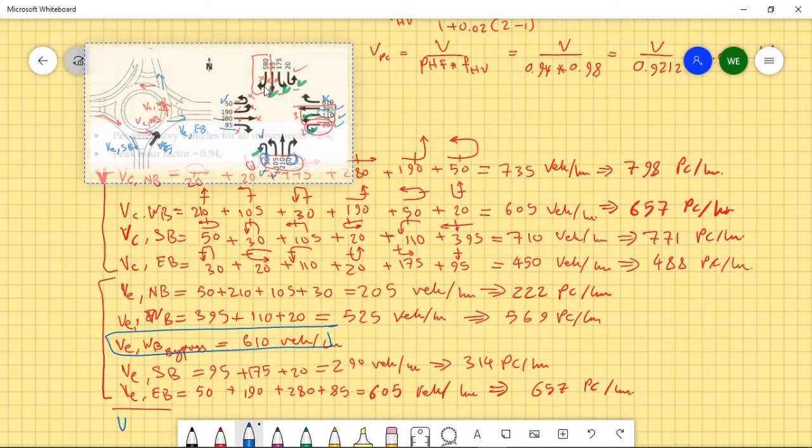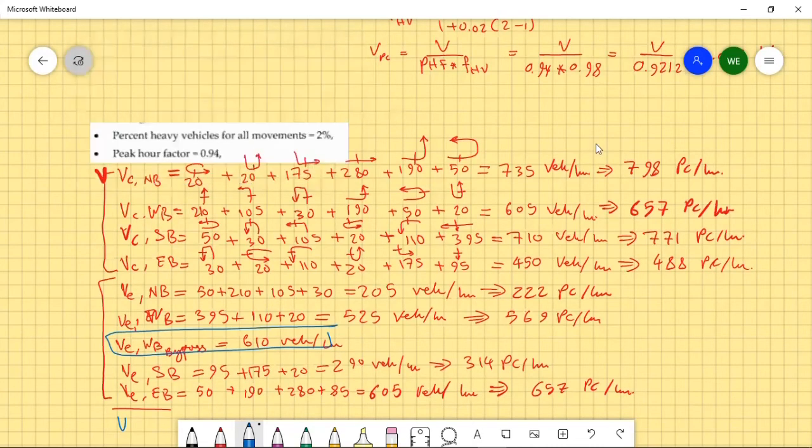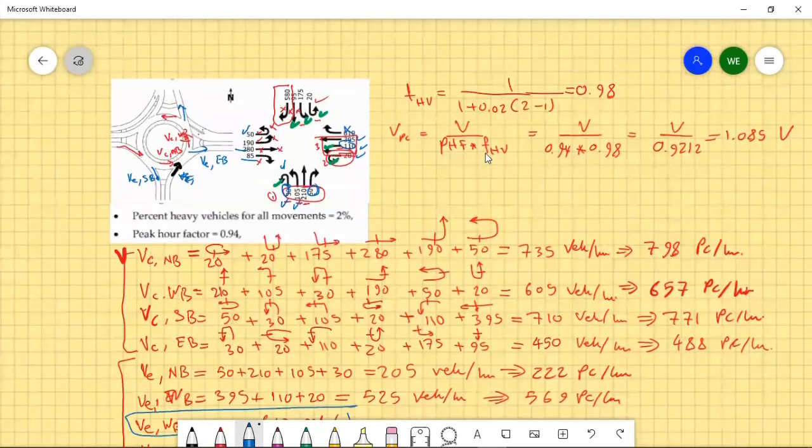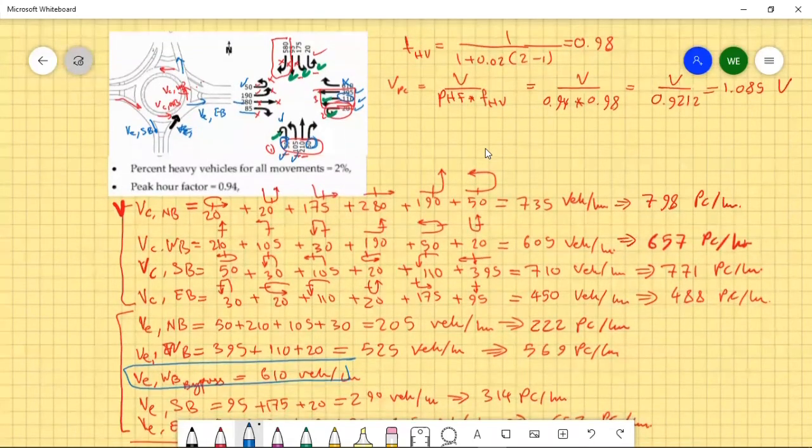For the southbound, we eliminated the 580 from the calculation. Is that clear? While we are calculating the entering volume for the southbound, the volume entering from here, we took this out of the calculation. Any questions so far?